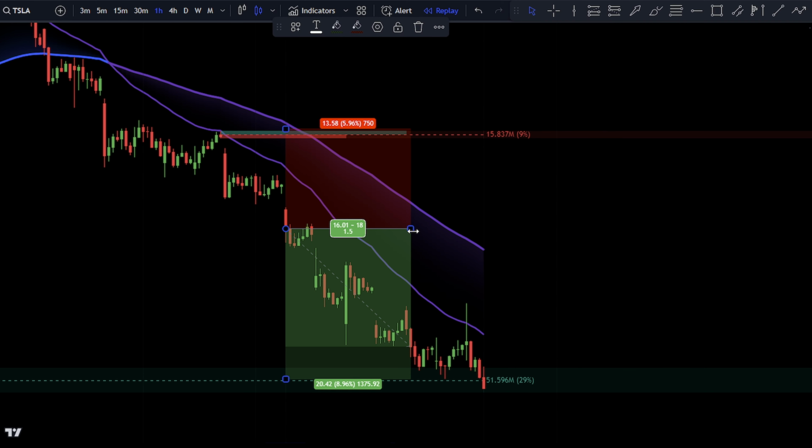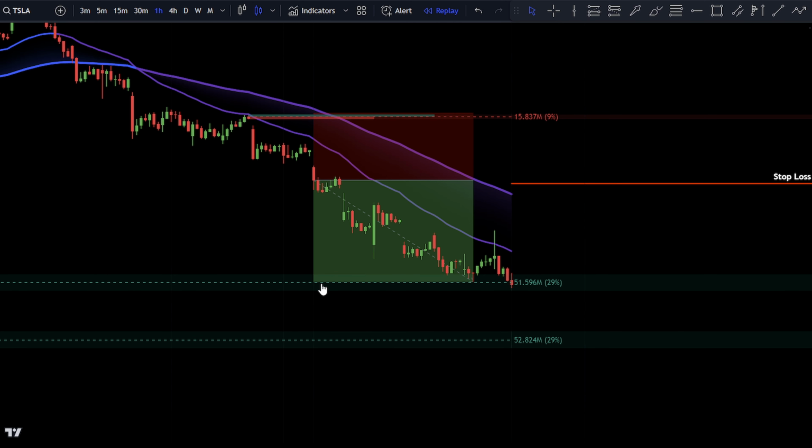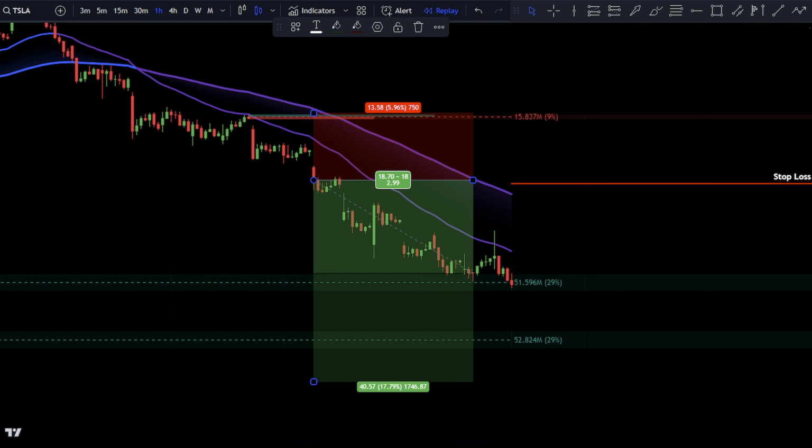Once the price action hits our first target, we'll close half of our position. Next, we'll move the stop loss slightly below our entry to protect our capital. Finally, for the remaining position, we'll aim for a 1 to 3 risk to reward ratio.